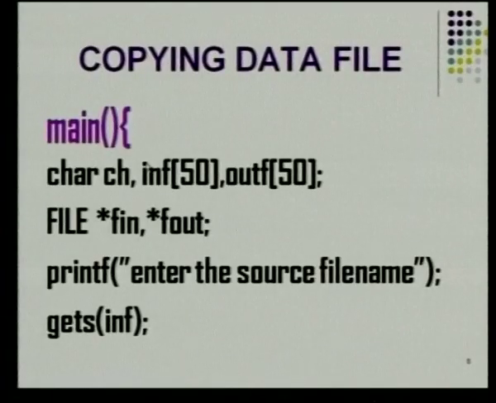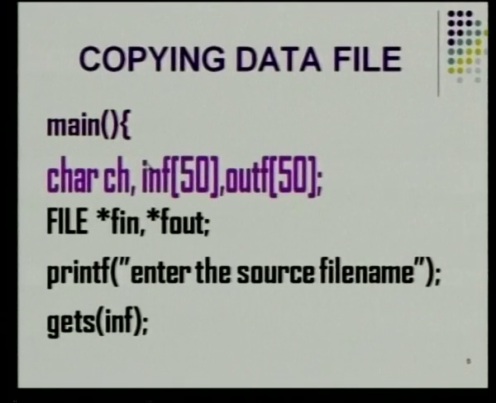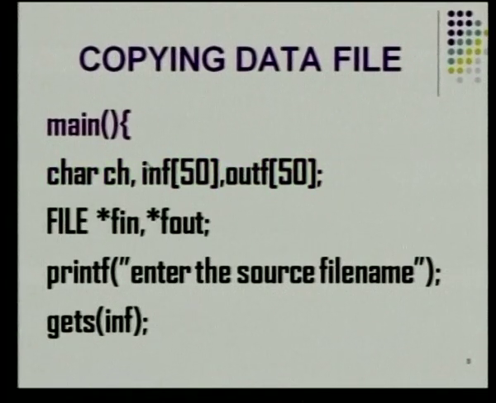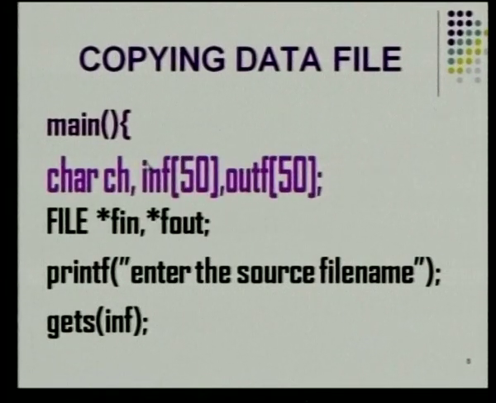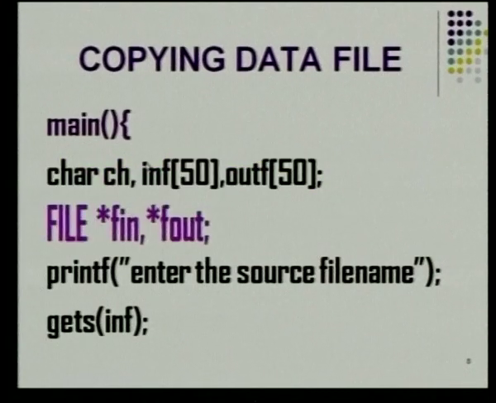You have the main function, and you have 3 character variables. Two are arrays and 1 is a variable. Now you are going to copy the text from one file to another. You have the file, and you create 2 pointers, fn and fout. As we all know, if you want to copy, you have to read from one file and write into another file. That is the reason you have 2 pointer variables.